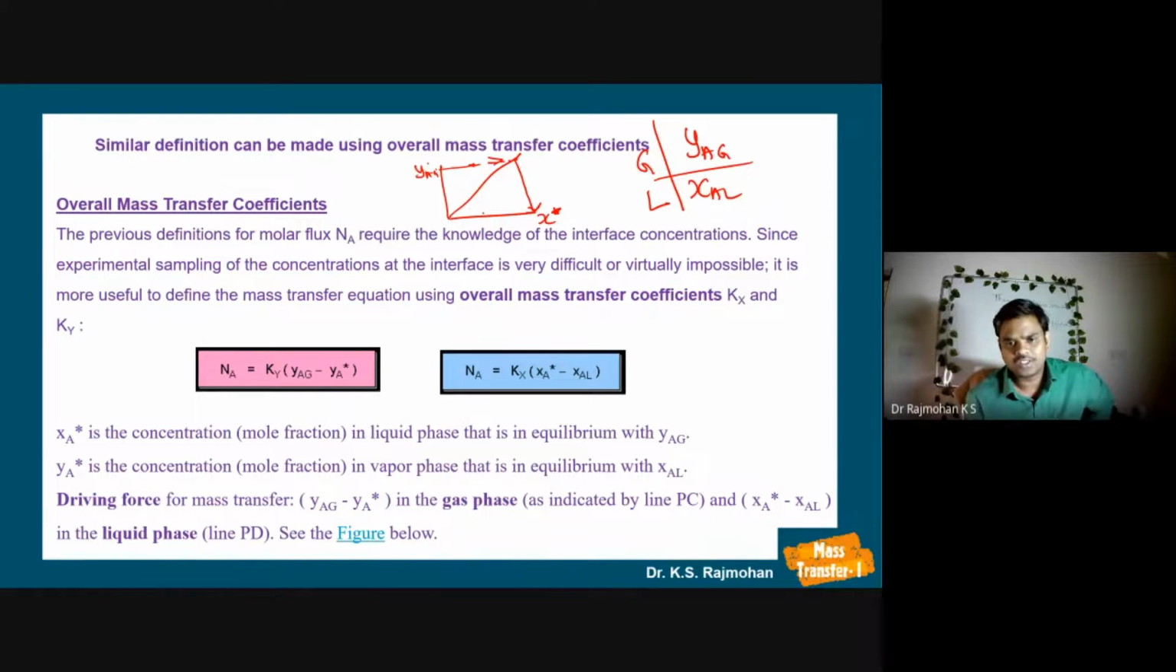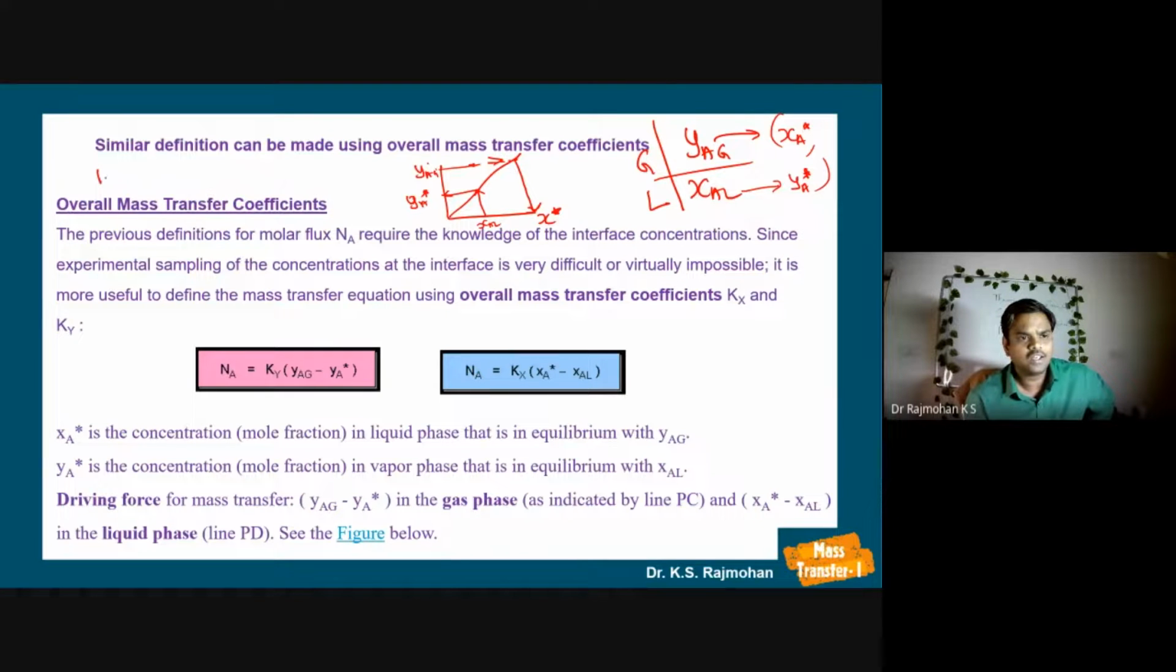Similarly, this bulk concentration XAL, okay, and if you draw up to the equilibrium curve, we are going to have a corresponding YA star. Okay, so these two are, say for example, this YAG may be in equilibrium with some XA star, and XAL will be in equilibrium with a corresponding value of YA star. Using that XA star and YA star value, which can be easily achieved from the equilibrium curve, we are going to define the overall mass transfer coefficient.